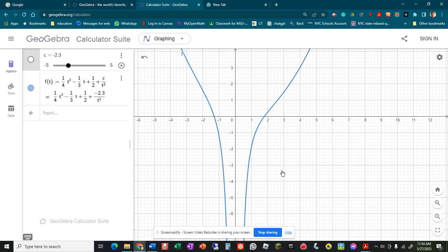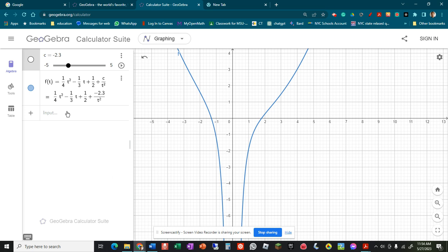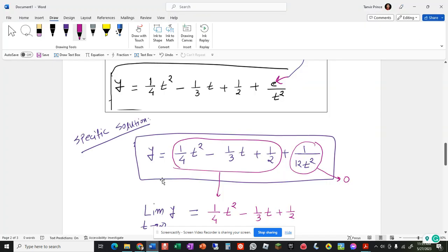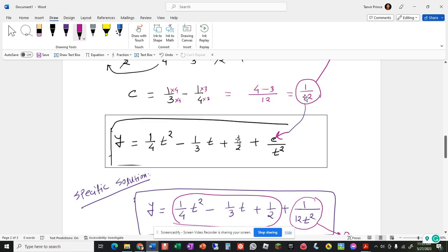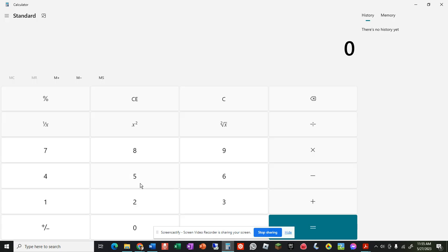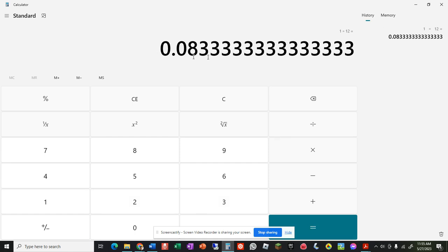Okay, now let's substitute our initial condition. If you remember, t is equal to 1 and y is actually half. So if you look at this as a point, that's my point A. And for what value of c does the function touch or go through that point A? We actually know. If you look at our solution for the initial condition, c is supposed to be 1 over 12 when that happens. Let's make it a decimal: 1 divided by 12 is 0.0833, right?